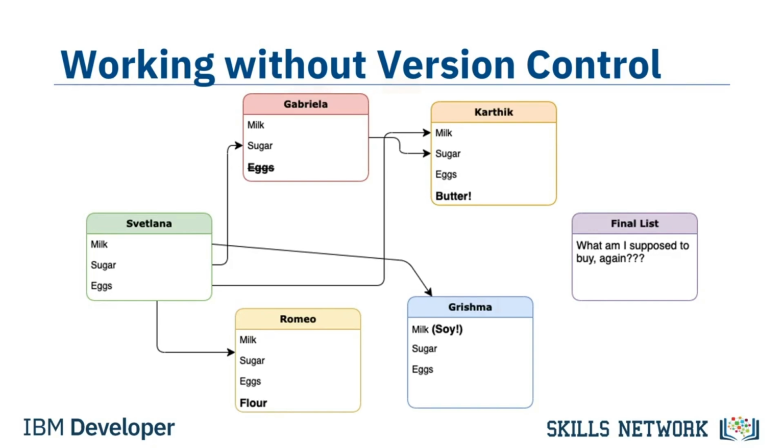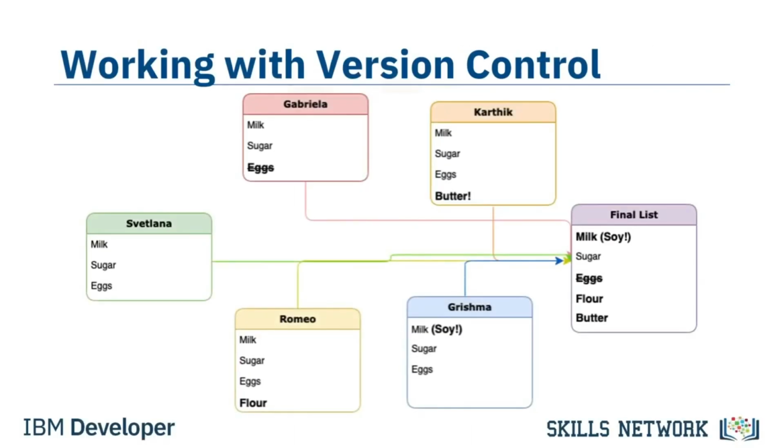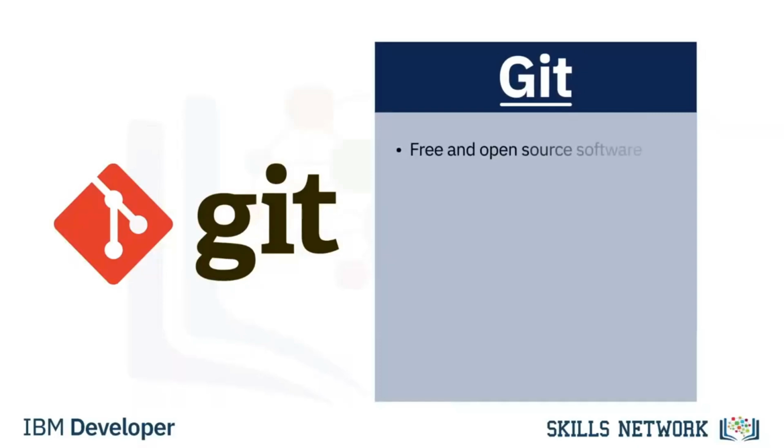Without version control, you've got a big mess to clean up before you can go shopping. With version control, you know exactly what you need after everyone has contributed their ideas. Git is free and open source software distributed under the GNU General Public License.